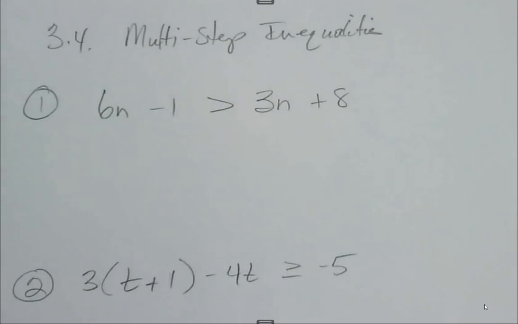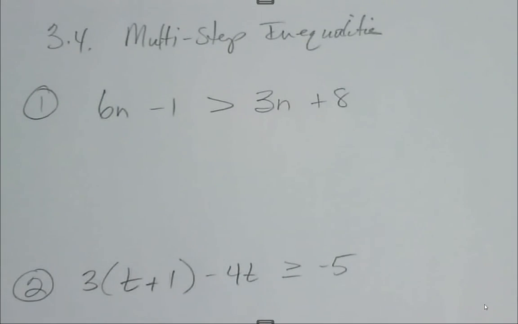All right, guys, this morning we're going to be continuing our discussion about inequalities, talking about multi-step inequalities. This is 3.4, chapter 3, section 4. So I want to go through about 4 examples here. We're going to be talking about a couple of different subjects as we go through this. But let's look at this first one.